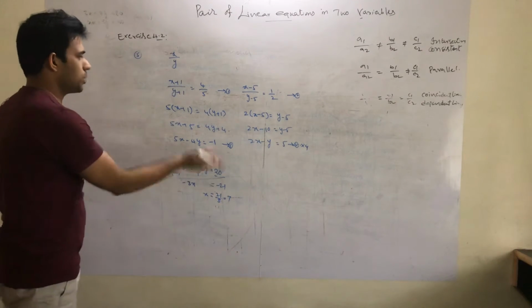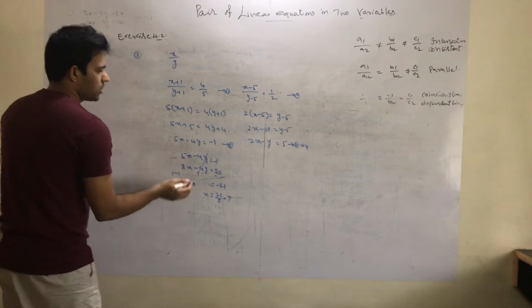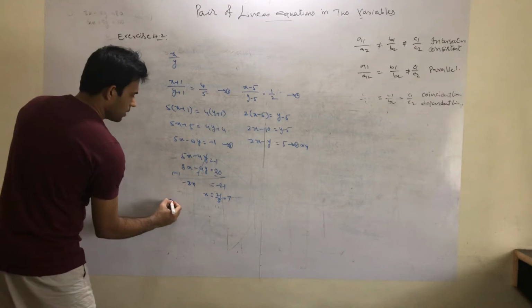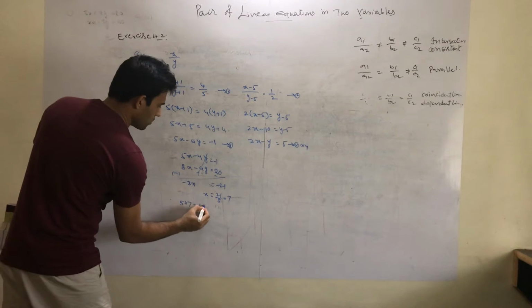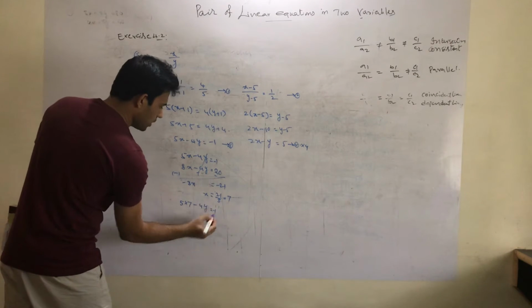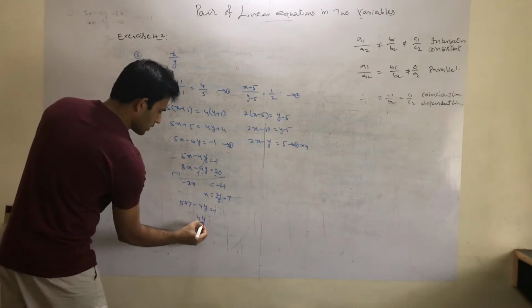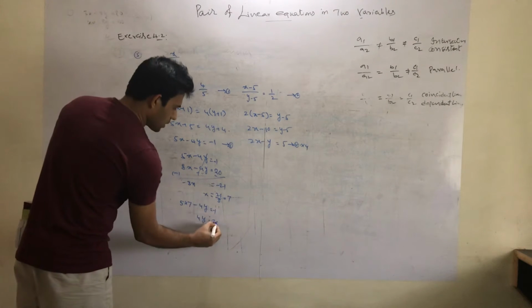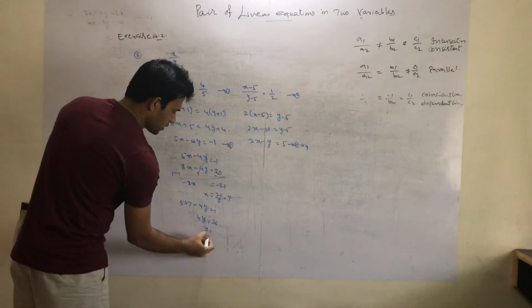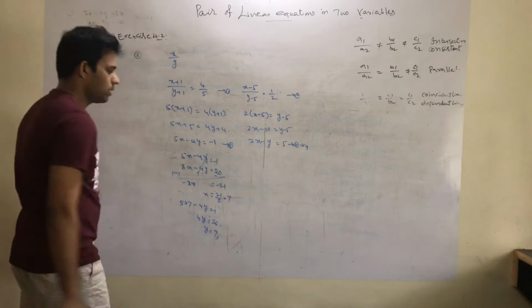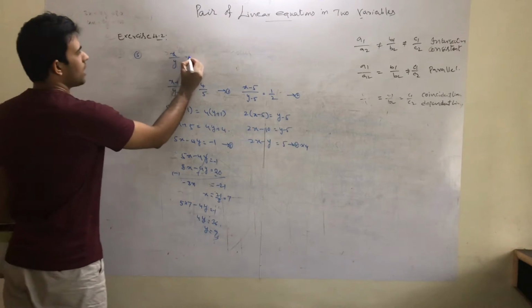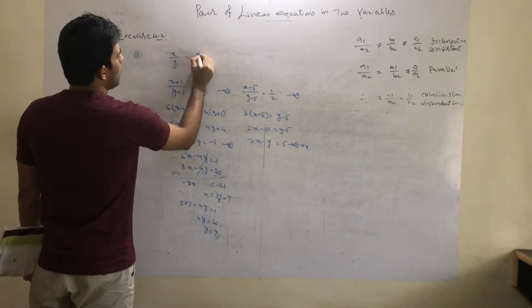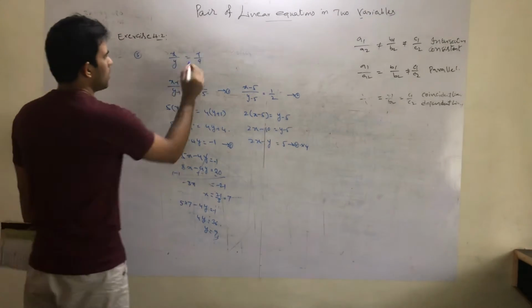X is 7. So, substitute in any of the equations. Let's substitute in equation 1. So, 5 into 7 is 35, minus 4y equal to minus 1. So, 4y, if we send that side, 35 plus 1 becomes 36. Then y becomes 36 by 4, that is 9. So, x is 7 and y is 9. That means the fraction is 7 by 9. You can verify the answer.